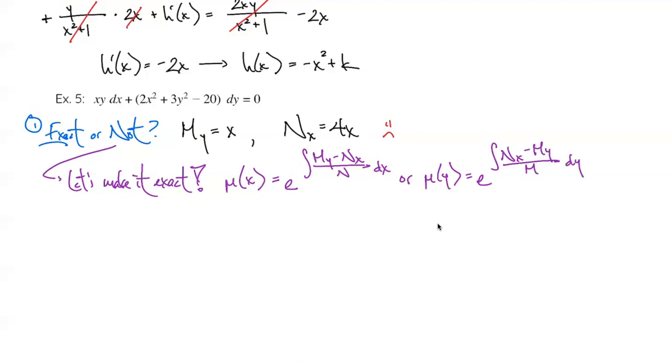This kind of gives you some choice. Now, in this case, I'm going to tell you that we're going to choose the second one. And so what we're going to have is e to the, let's see, N sub x minus M sub y. That's 4x minus x. And that gives us 3x divided by M, which is xy.